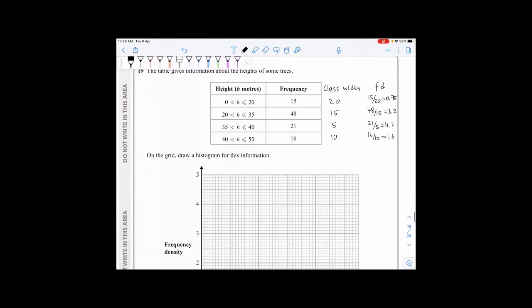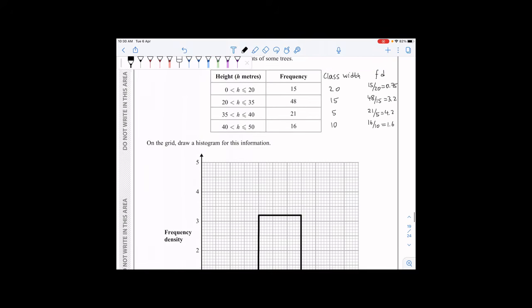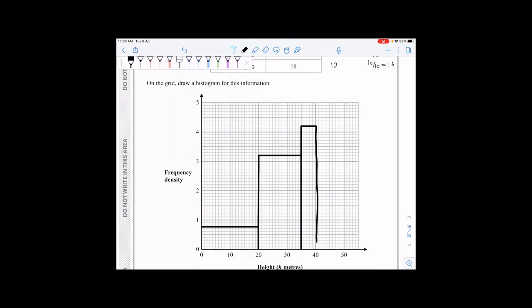The next one goes up to 35 for a height of 3.2. So it's gonna be something like this. And then we go from 35 to 40 for a height of 4.2. So there it is. And then from 40 to 50 for a height of 1.6. This is where we start. So this is the histogram here.